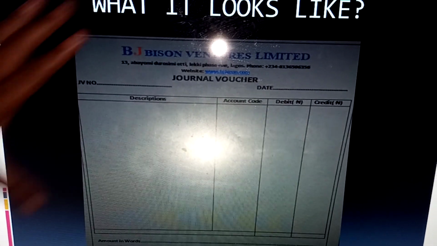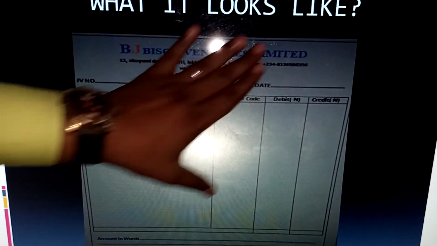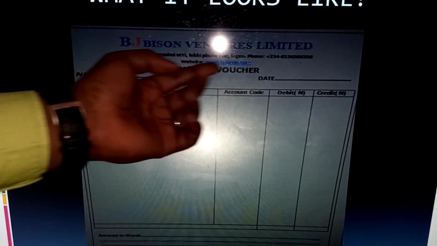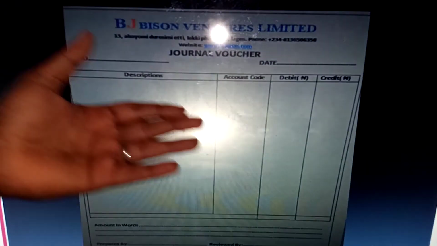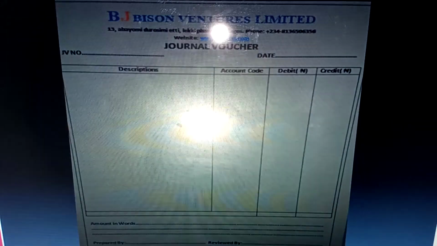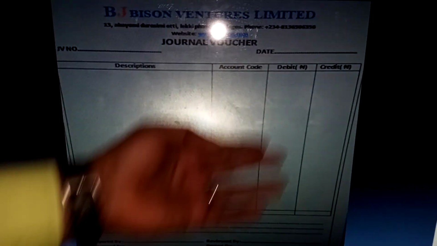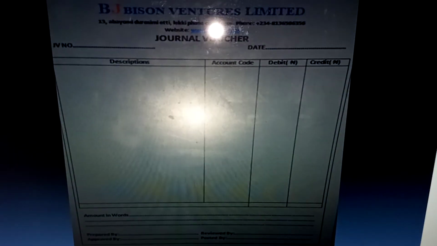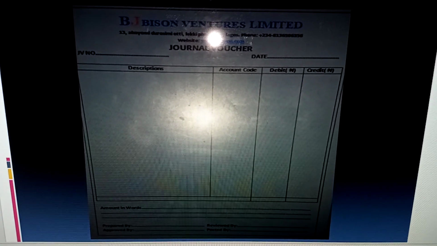Now here is a typical example of a journal voucher. This is for BJ Bison Ventures Limited. You can see the journal voucher. You see the address of the business, the website of the business, and then you can see the journal voucher number, the date the journal voucher is raised, description, account code, debit, credit. You can as well see the amount in words. You see, someone prepared it, someone approved it, someone reviewed it, someone posted it. So these are typically what you expect to see as the content of a journal voucher.